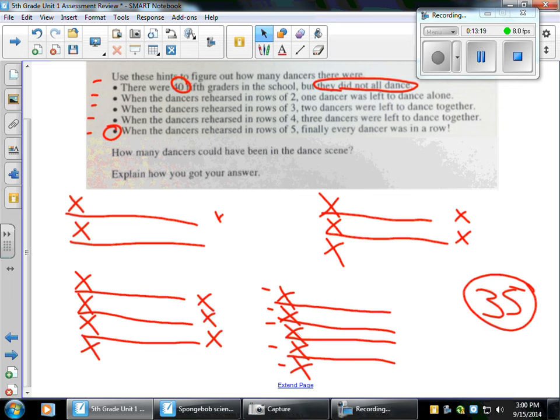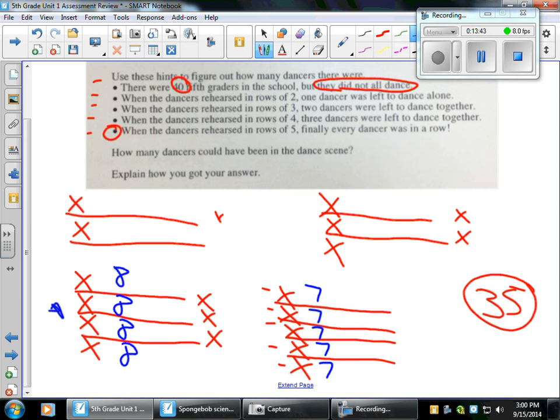I'm going to use a blue marker now to see if it works. Well, I know 35 works because I'll put 7 in each of these rows, because 5 times 7 equals 35. Now, over here, the rows of 4. I'm going to take 35 and divide it by 4. I'll have 8 in each row, which equals 32. So then I would have 3 left over to get to 35. So technically, this one works as well.